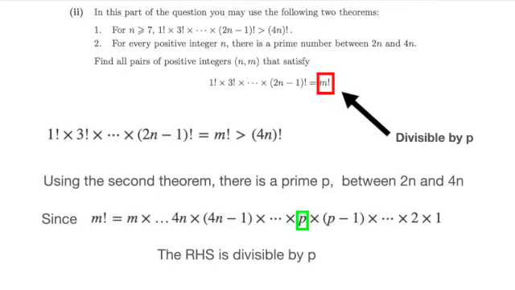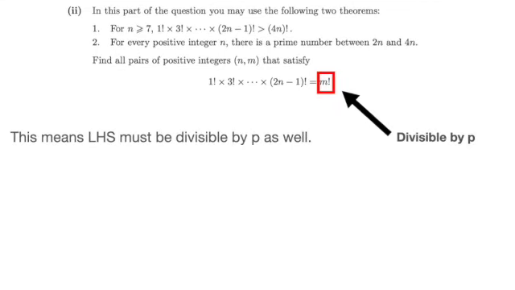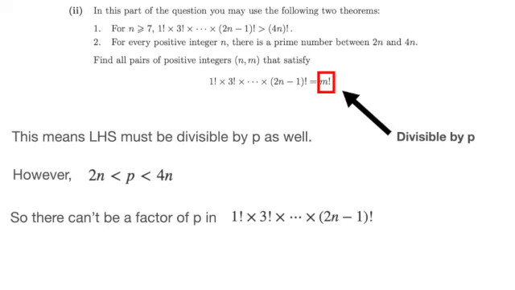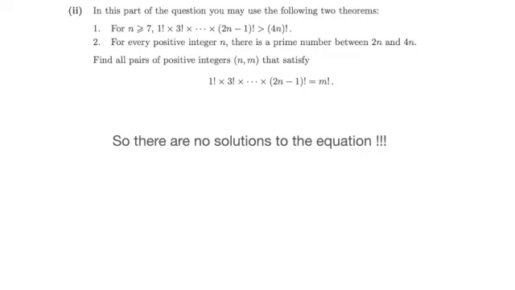If the right hand side is divisible by p, then the left hand side must be divisible by p as well. However, the left hand side is made up of products of numbers which are all less than p. Since p is a prime number, we cannot simply create it using a bunch of factors which are less than p. We therefore draw the conclusion that there are no positive integer solutions to the question.